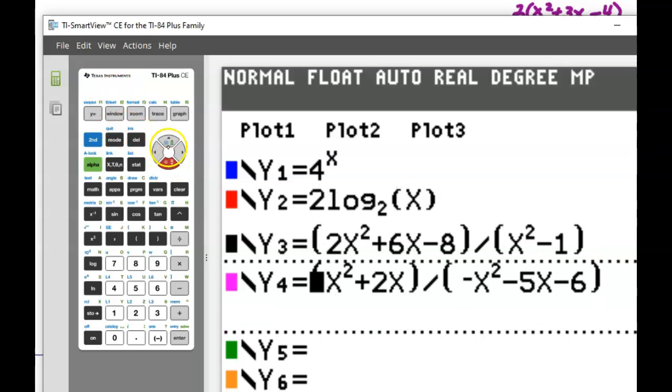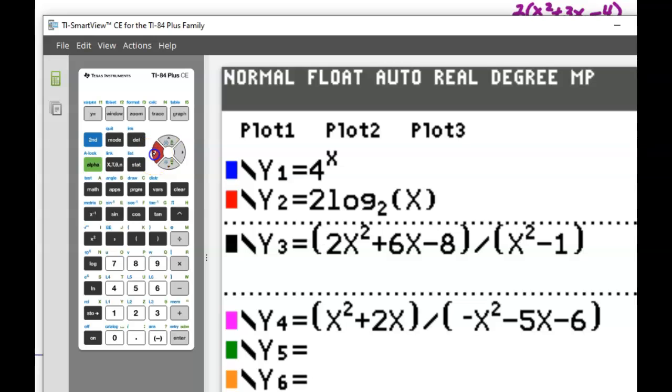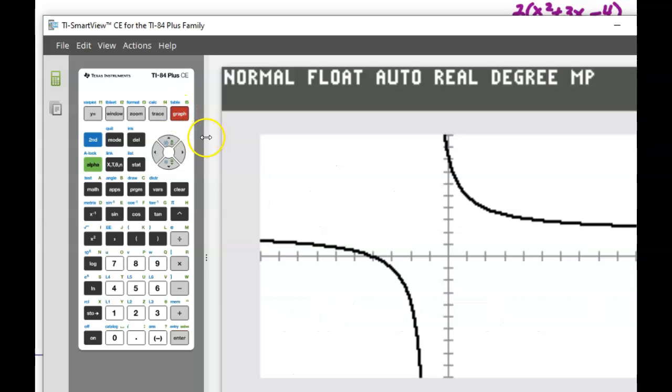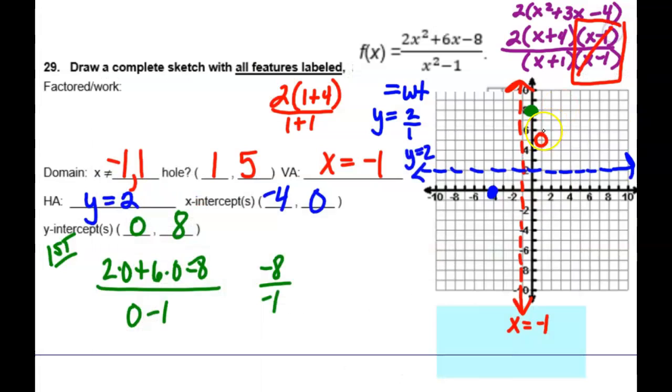All right, I have this in my calculator. I think it's this one, right? You got to put it in unfactored form with the parentheses is your best bet, okay? This is what it looks like. You can go to the table and find some ordered pairs.